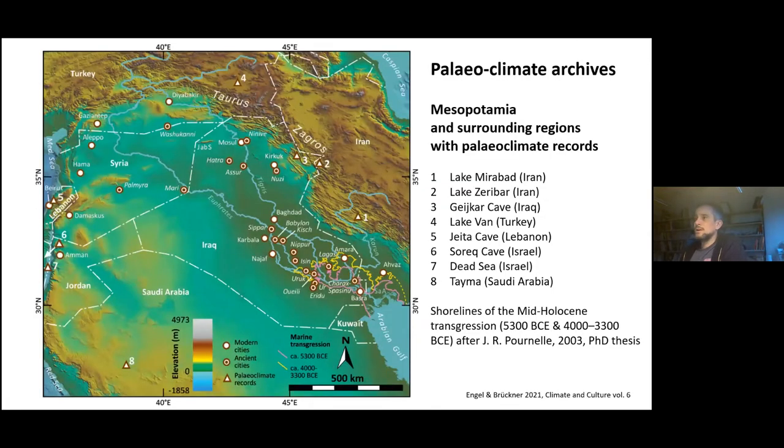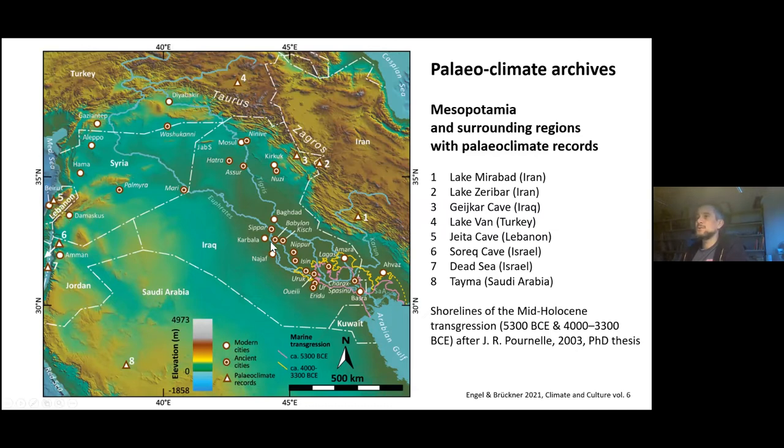So looking at Mesopotamia and trying to decipher the climate variability for this area is not easy. And the main reason is that there are no reliable geological climate archives right within the region that might tell us about past climate variability.